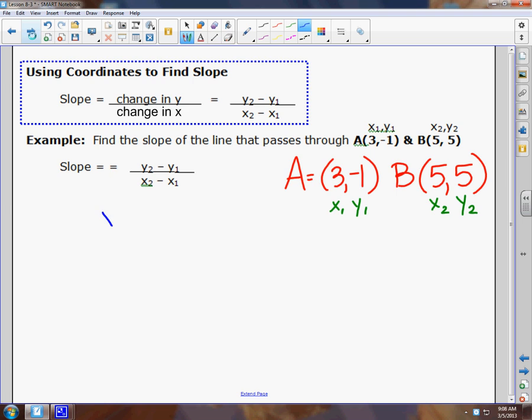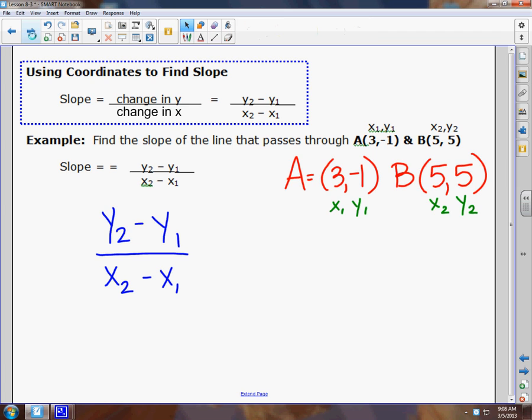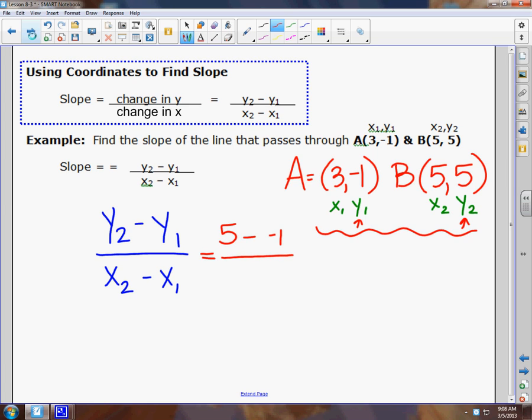So here's my equation. y2 minus y1 over x2 minus x1. So I have this equation. So now you just have to plug the numbers in. So I want y2. So I go over here and I look, which one's y2? Well, y2 is right there, which is 5, minus y1, which is right here, which is -1. And then I'm going to divide that by x2, which is 5, minus x1, which is 3.